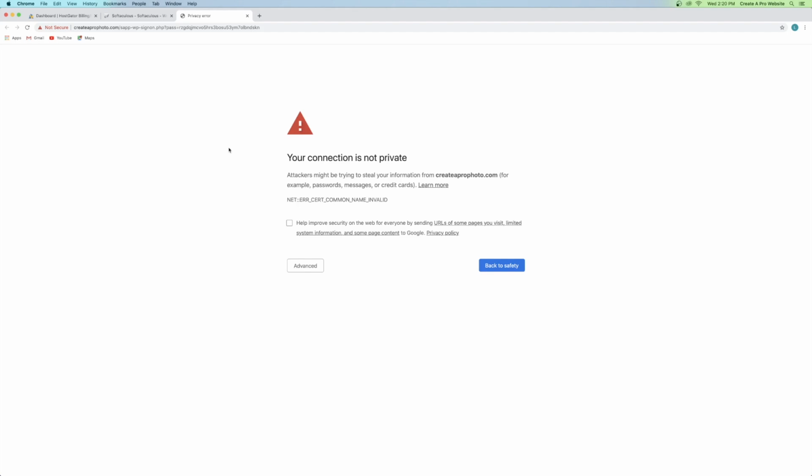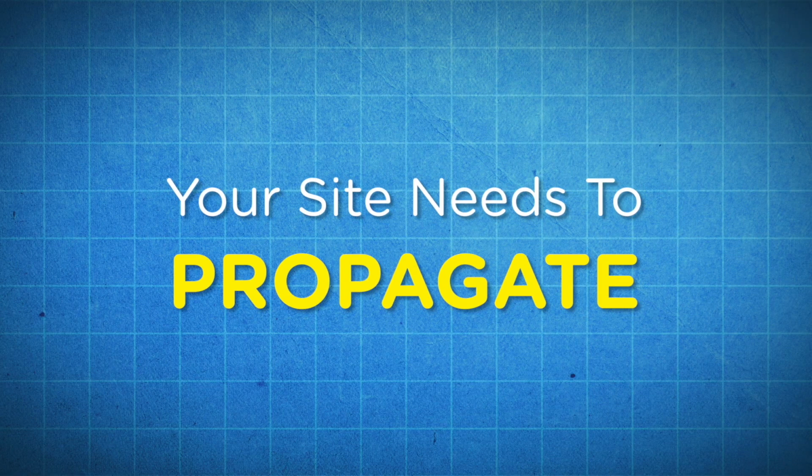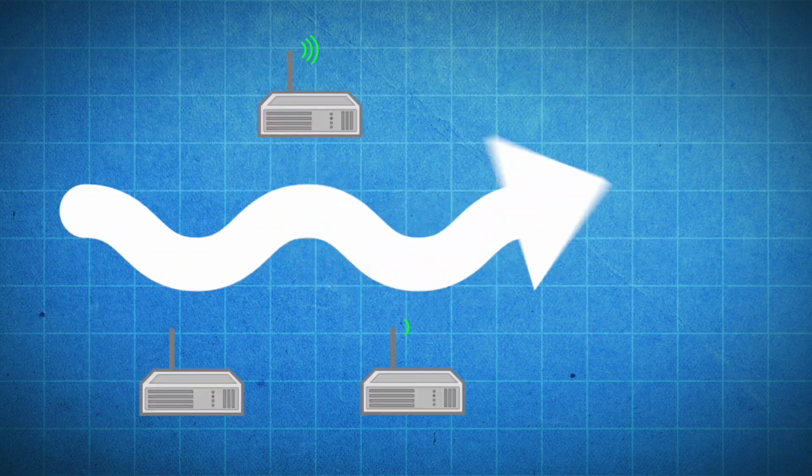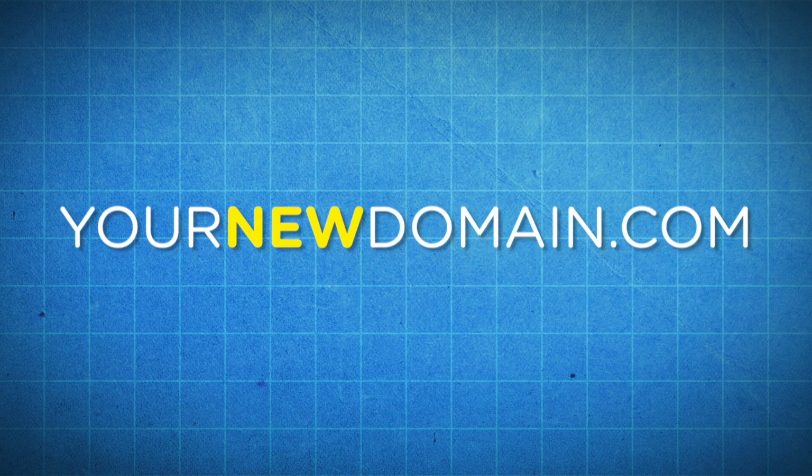Perfect. So if you get taken to a page that looks like this or says that your site doesn't exist, it just means that your website needs to propagate first. And what that means is that HostGator is now sending out your new domain name across the world to let everyone know that it's been purchased and that it's live.